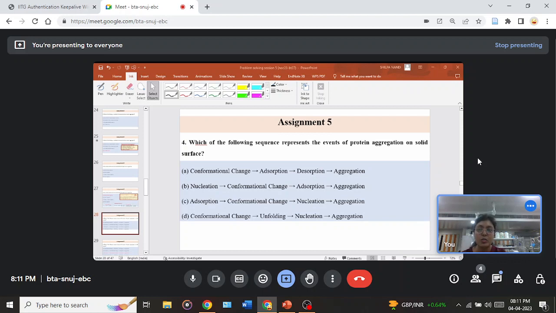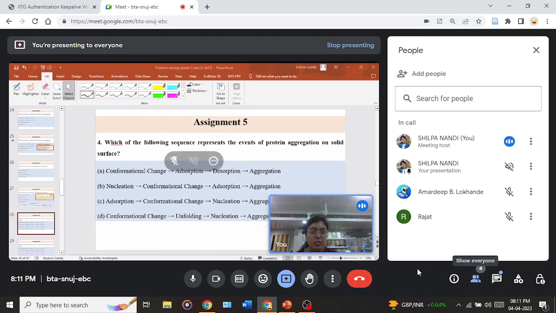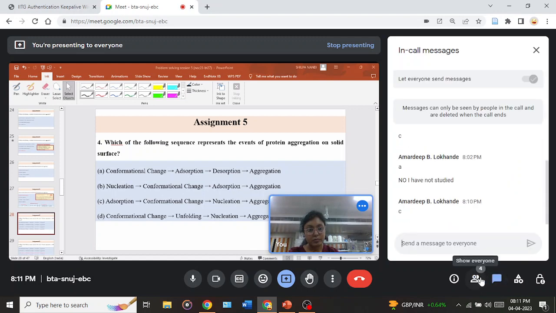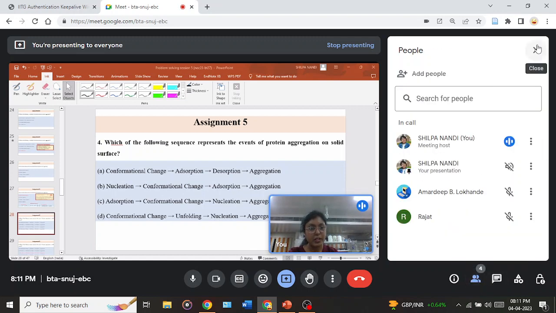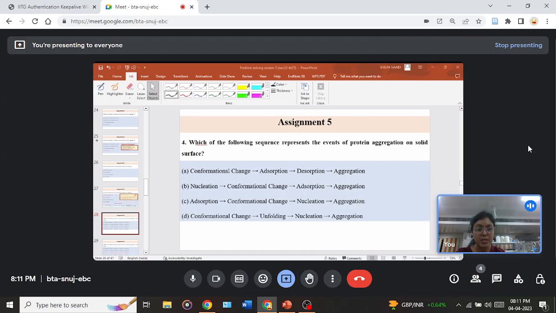If you have any doubt pertaining to that particular slide, you can just write it here, or even unmute yourself and raise the query, right? We will let everyone absorb the question and then we will see. So you are getting what the question is, right? What are the events of protein aggregation in the case of solid surfaces? How does the protein basically aggregate?